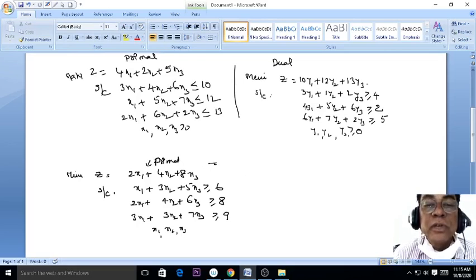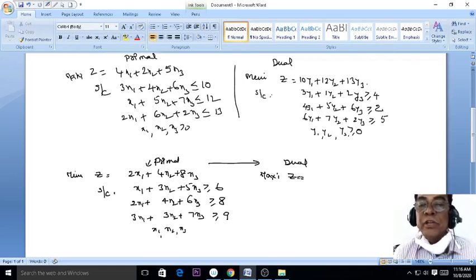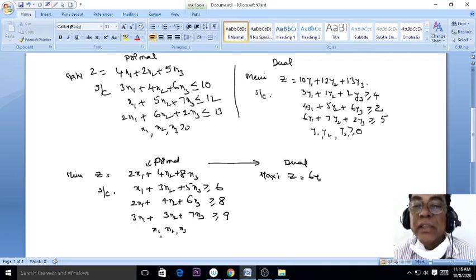So how to convert to the dual? First write down dual here like this. If the question is given as minimization, write down maximization. Maximize Z equal to, better to change the variables. The variables are 6, 8, 9. It is converted into 6y1 plus 8y2 plus 9y3.